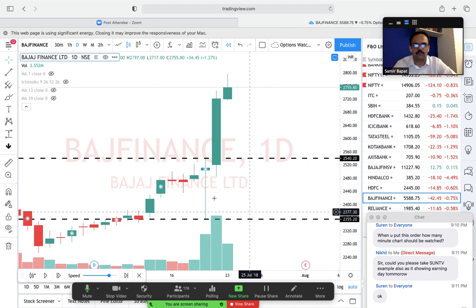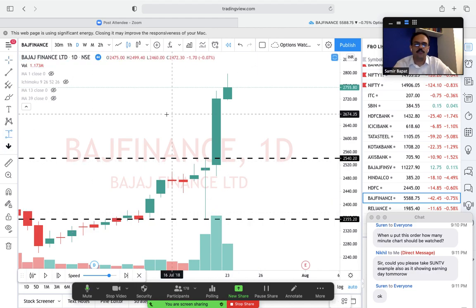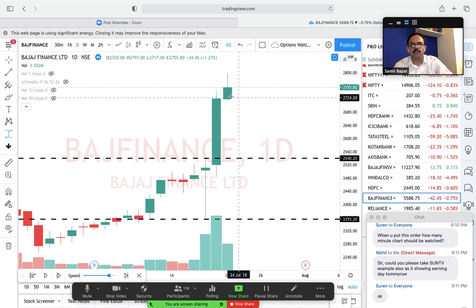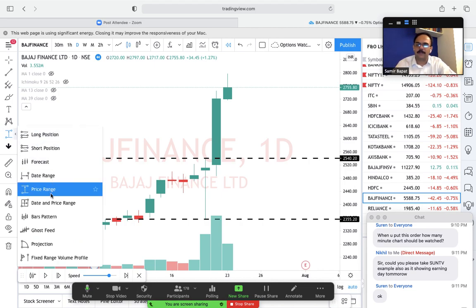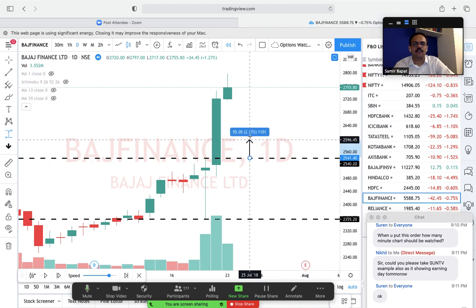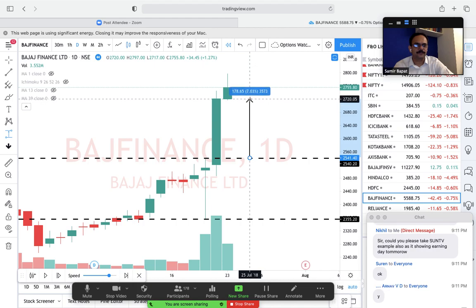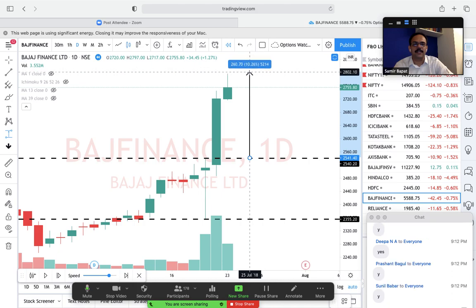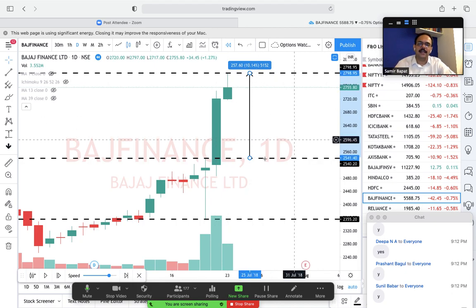Now where to exit? Many people will ask me, how did you know this was 10%? Pay attention. I took my mouse here on the left side, and there is a drop down, there is a price range. I selected price range, I clicked here, and when I move up from here, it automatically measures the percentage. Can you see this percentage? Okay, so I will measure till 10%. Here is 10%. So after entry I can exit at 10%.